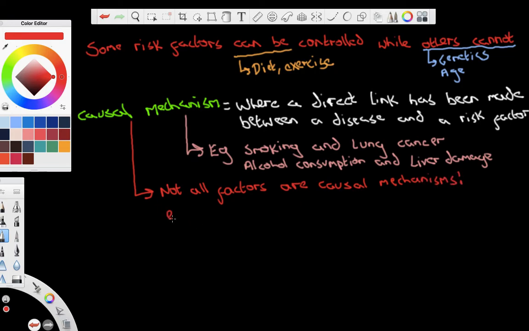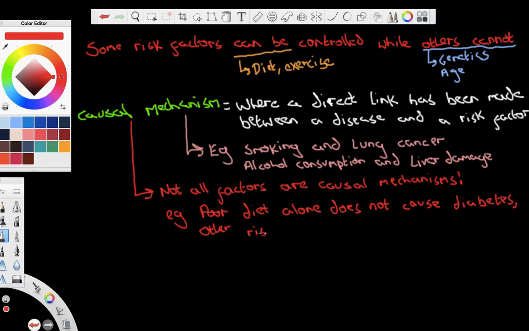E.g., poor diet alone does not cause diabetes. You also have to have other factors at play, such as poor genetics, such as a lack of exercise. So we can say poor diet alone does not cause diabetes. Other risk factors contribute.